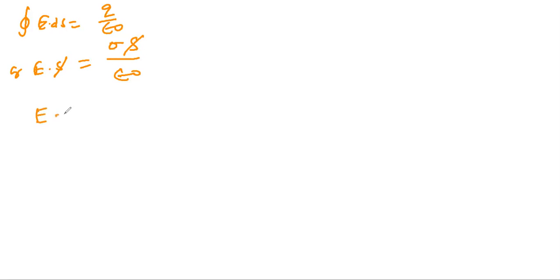We were still here. Integral E ds is equal to Q upon epsilon naught, or ES is equal to, this will become ES. At the place of Q, you can add sigma and total charge. So S cancels. E is equal to sigma upon epsilon naught. This is the formula.